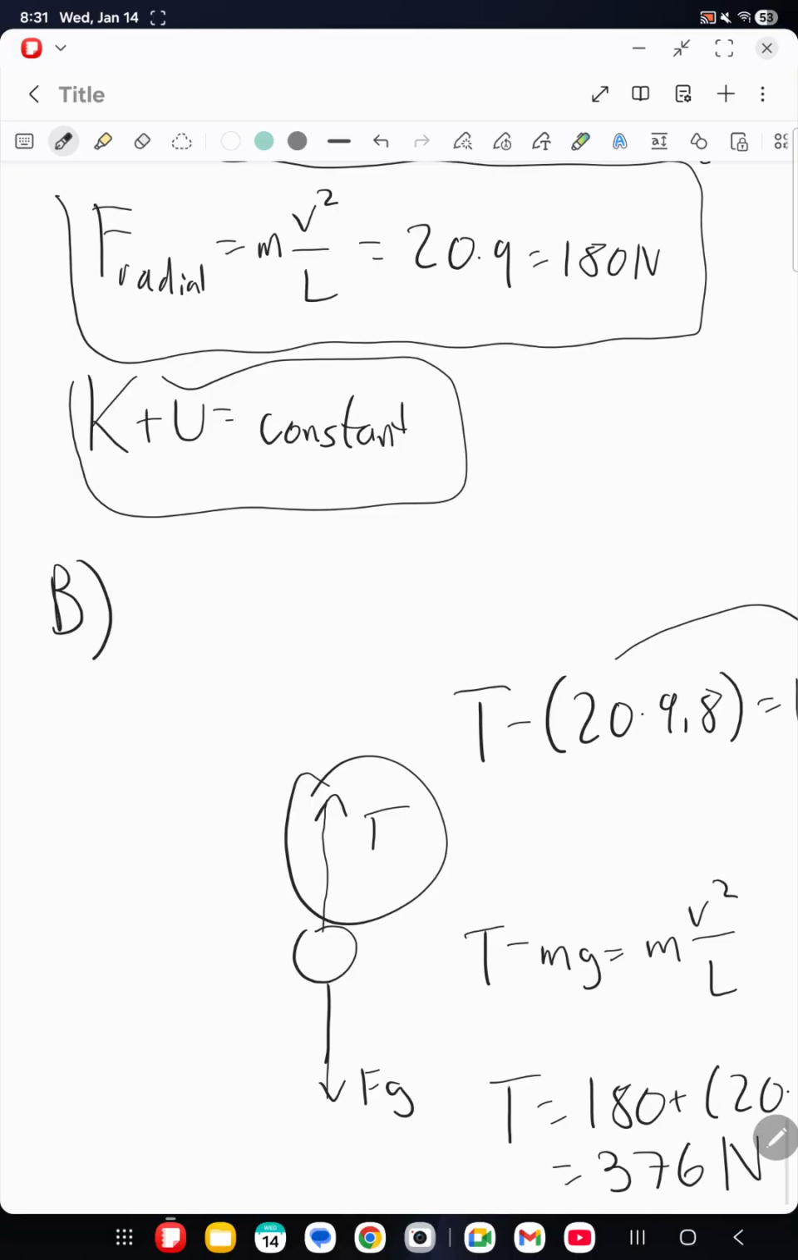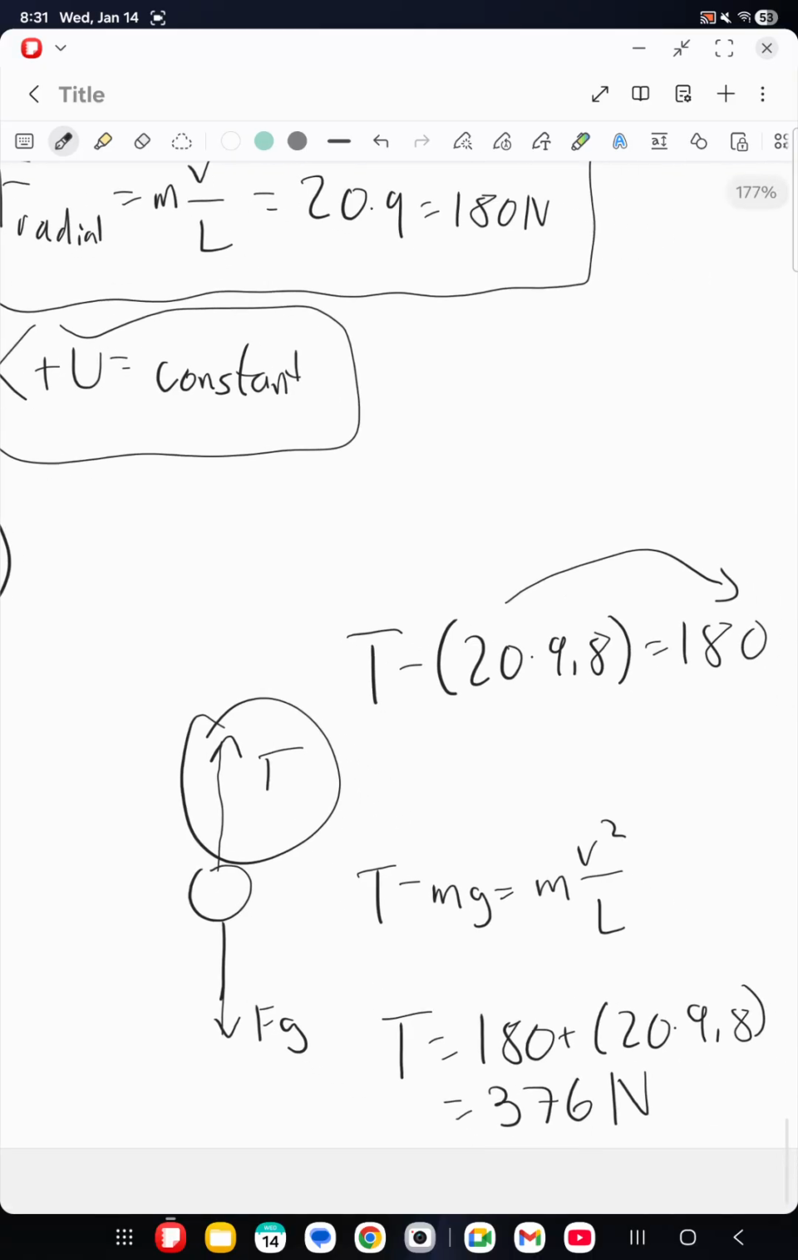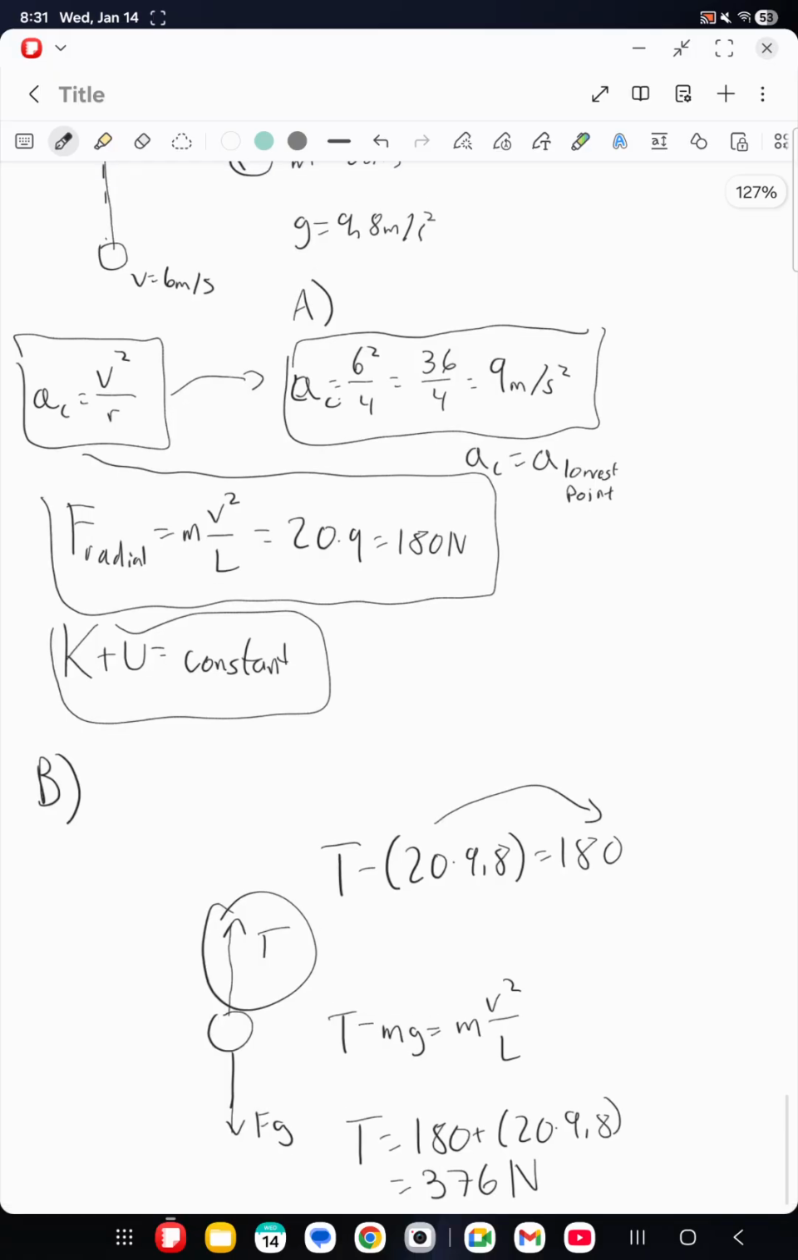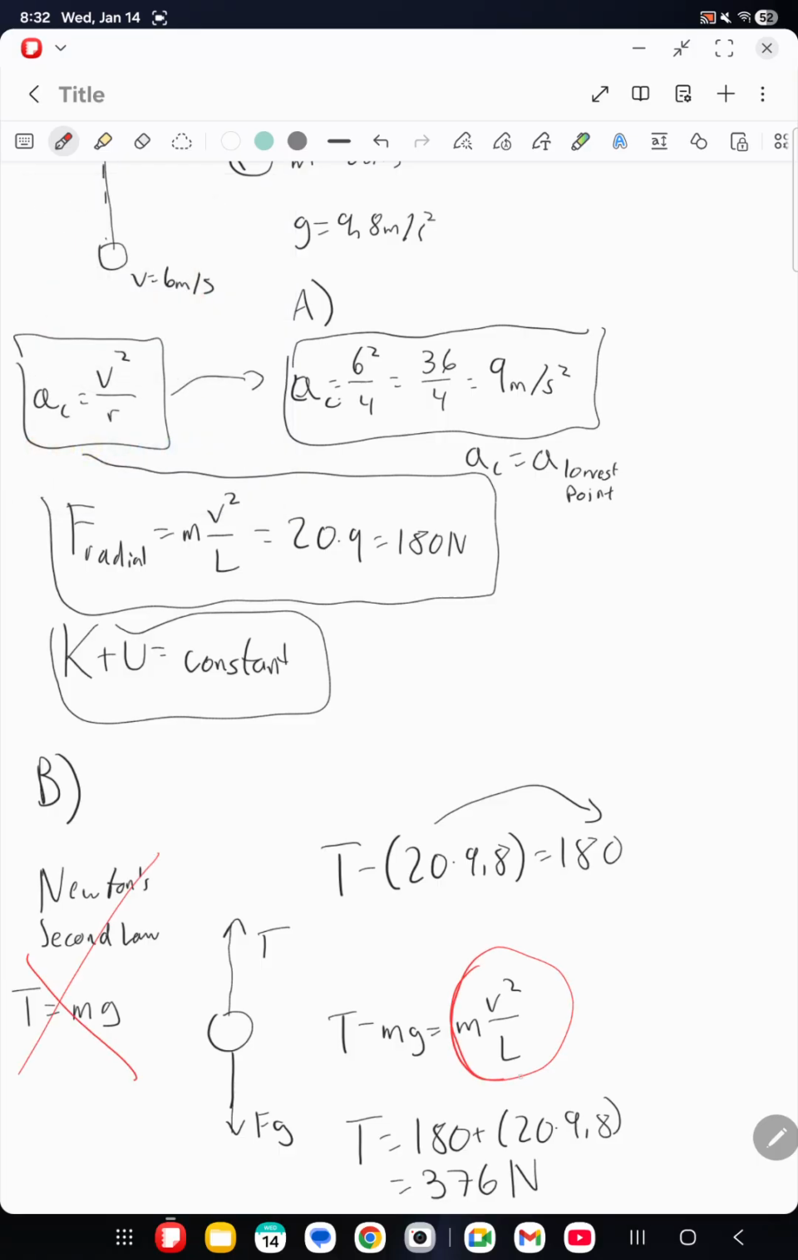So this will be the tension that the rope will feel when the mass is at its lowest. Make no mistake, because you can make some mistakes in this problem. This might be a bit tricky. I can just take Newton's second law, right? Here I could see that there's two forces, tension and Fg, so tension must be equal to mg, right? Well, this is wrong. Don't do this, because you must take the radial force into consideration because of the centrifugal acceleration.